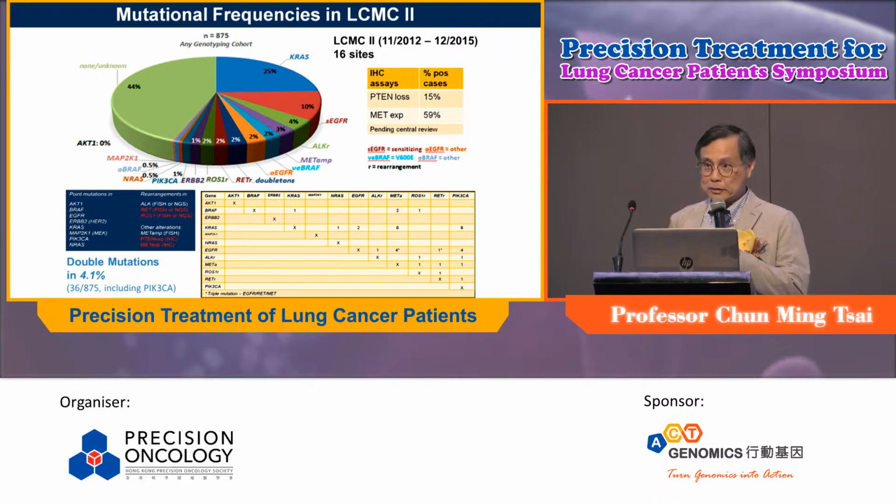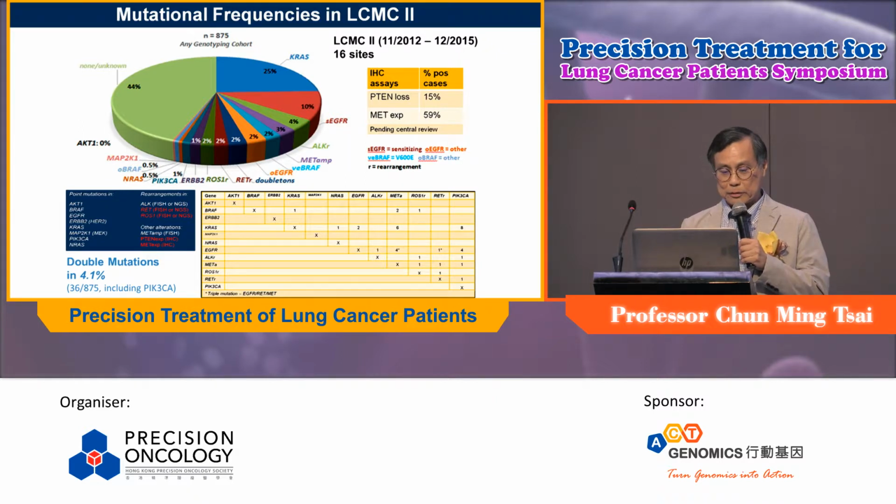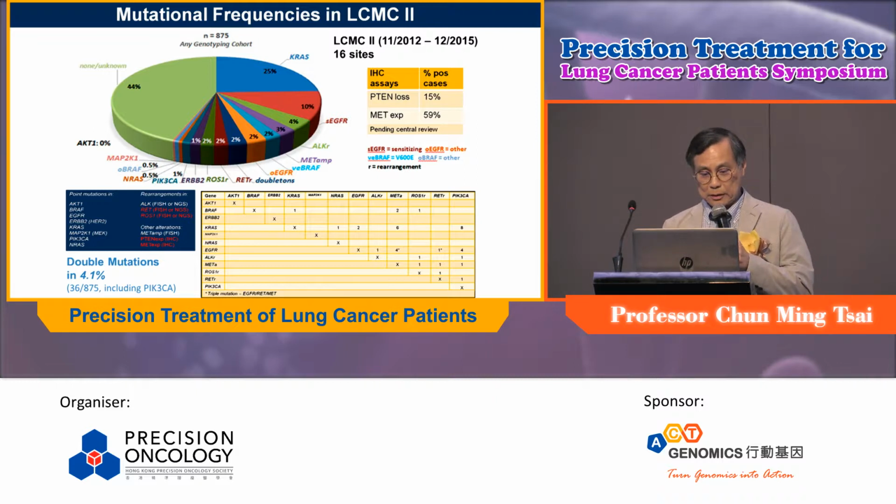So for the application of NGS in precision medicine, I see at least three functions. One, as I just mentioned, is that we can find out the driver gene and put the patient on the right treatment. And sometimes we can find that in a small percentage of patients, these genetic changes are not exactly mutually exclusive. 4.1% of the patients have double mutations.